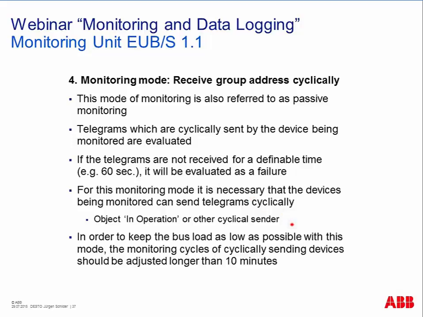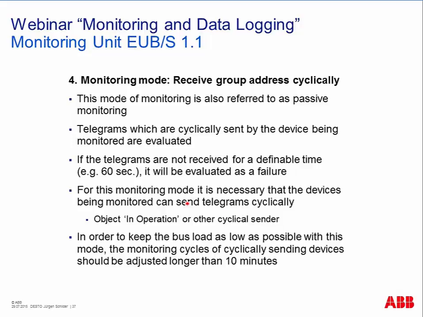We need a cyclical sender in our device, which can send cyclically. And typically in most of our ABB devices, you will find the communication or group object in operation, which can send cyclically a 0 or 1 on the bus, and this typically will be used to monitor the device itself together with our monitoring unit. But there are also other solutions possible. For example, a weather station with a cyclical telegram from the wind sensor could be used as well.